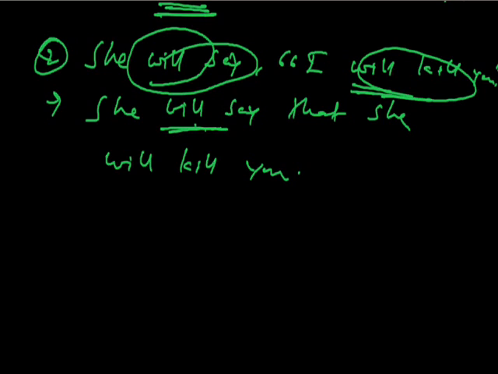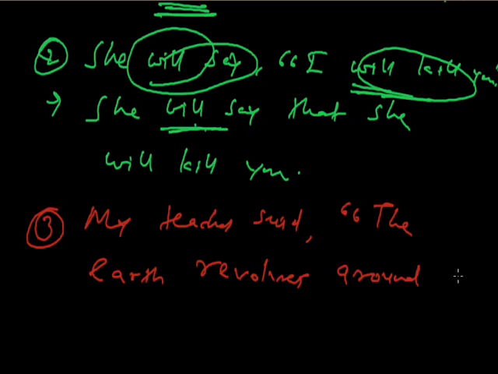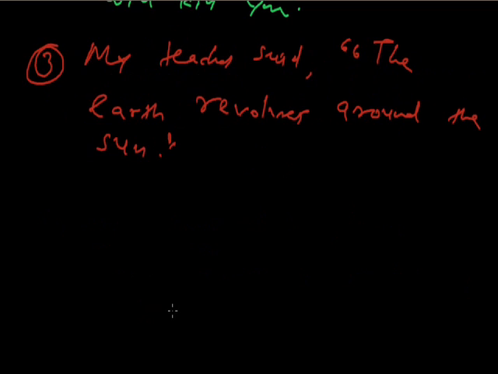We also do not change the tense when there is a universal truth said. For example, my teacher said the earth revolves around the sun. You see here, the reporting verb is in the past tense. So as a rule, we should be changing the tense of the reported verb also.